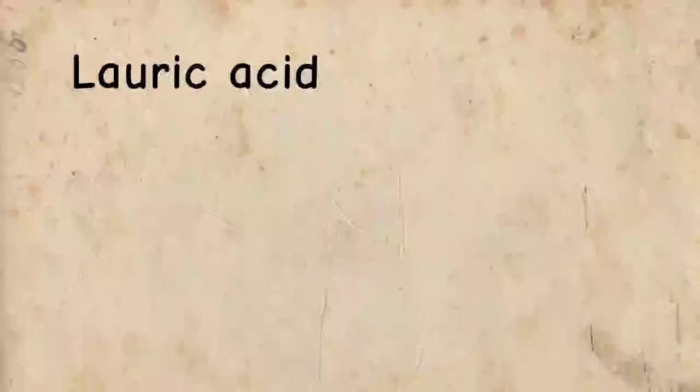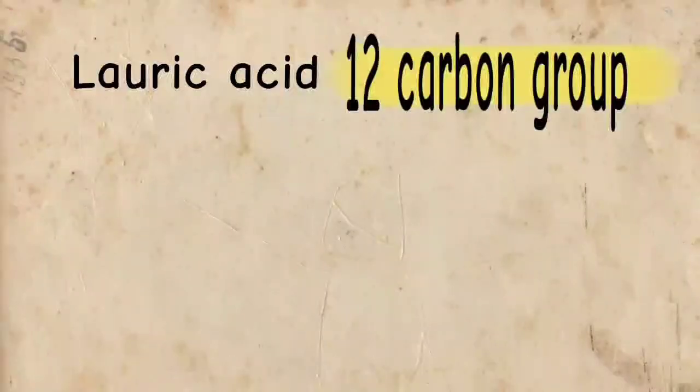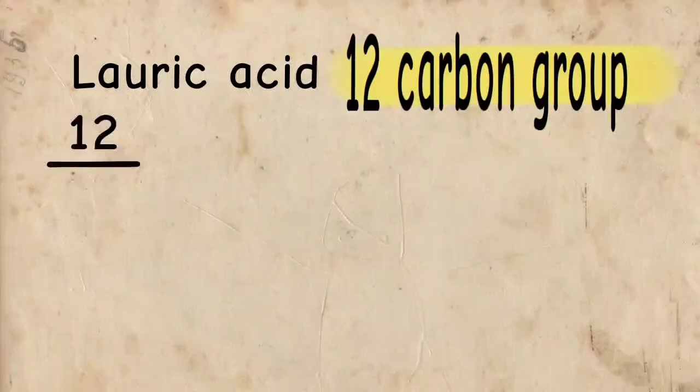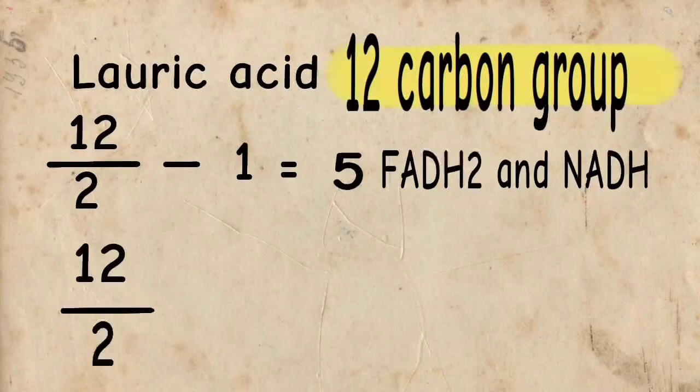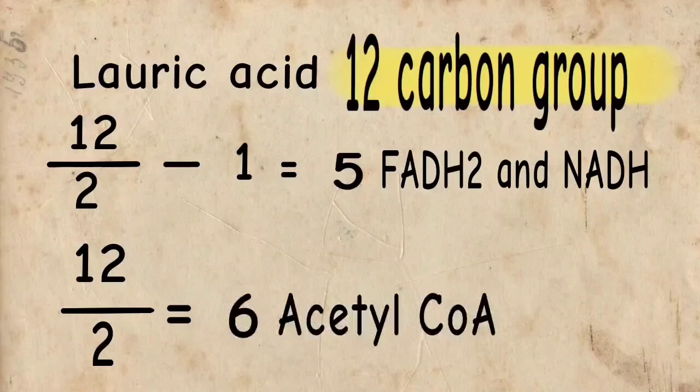Let's try to solve the net ATP yield of lauric acid. Lauric acid is a 12 carbon. Let's divide 12 by 2 and subtract 1, and we'll get 5. It means there are 5 FADH2 and 5 NADH. Next, divide 12 by 2 to get the number of acetyl-CoA.